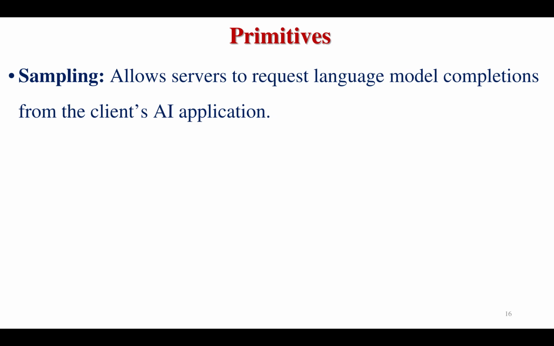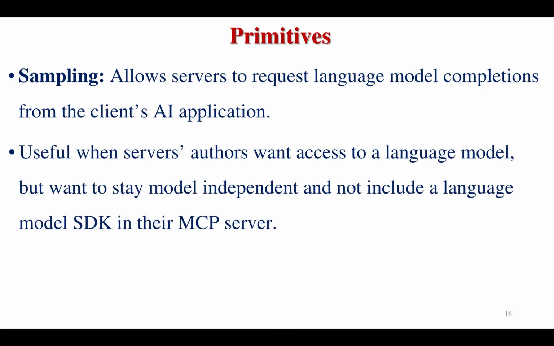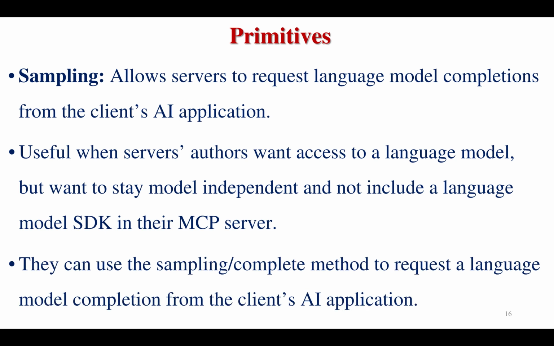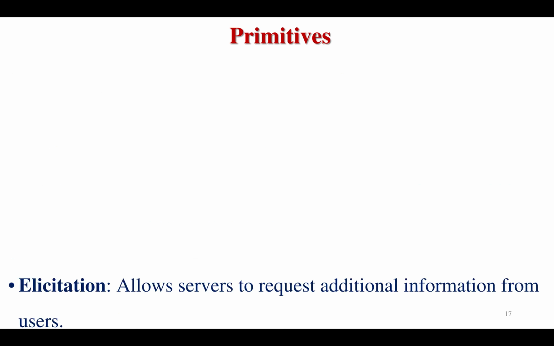So it allows servers to request language model completions from the client's AI application. The server makes a request to the client, and the client connects to the LLM of its choice and gives back the data, which will be further processed. It is useful when the server's authors want to access a language model and stay model independent. They do not want to decide the model; they give the choice to the client. They can use the sampling complete method to request a language model from the client's AI application.